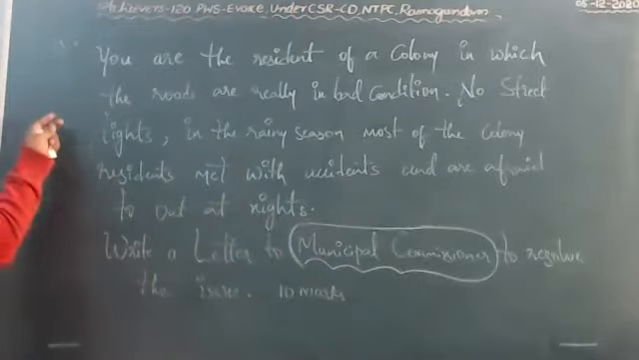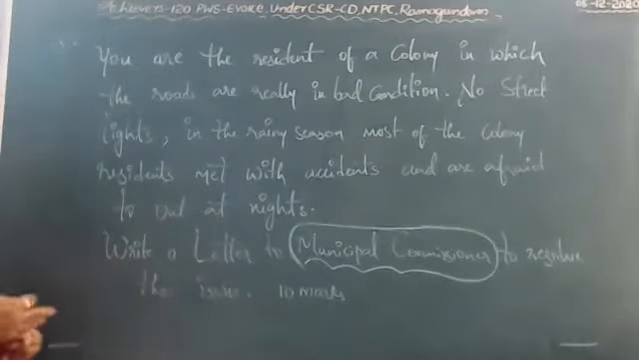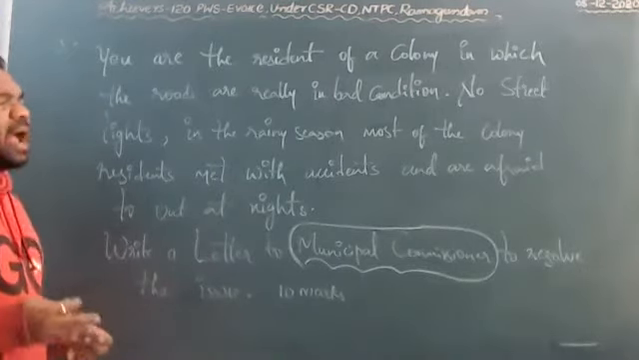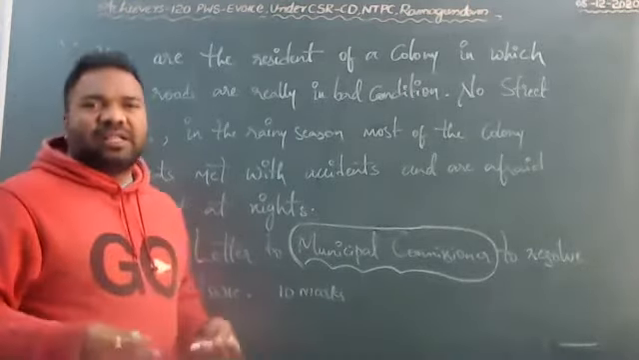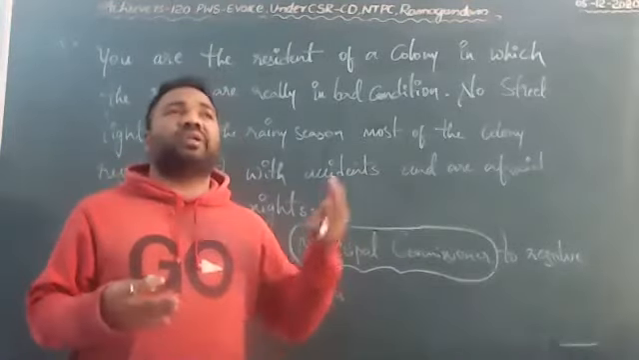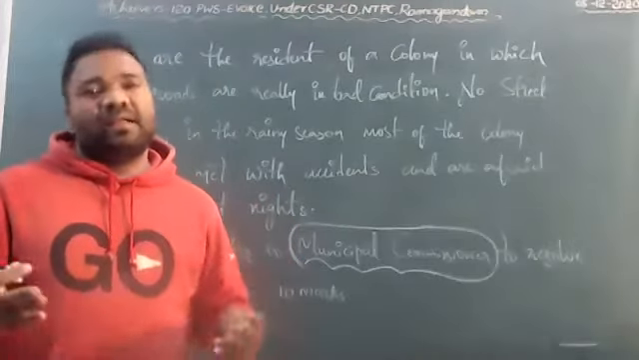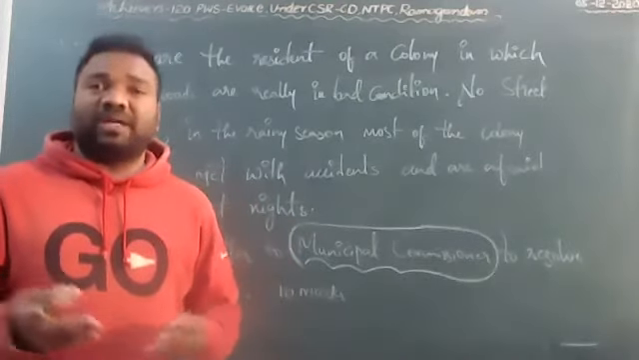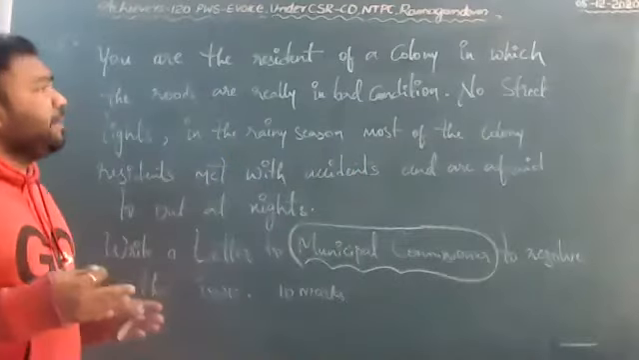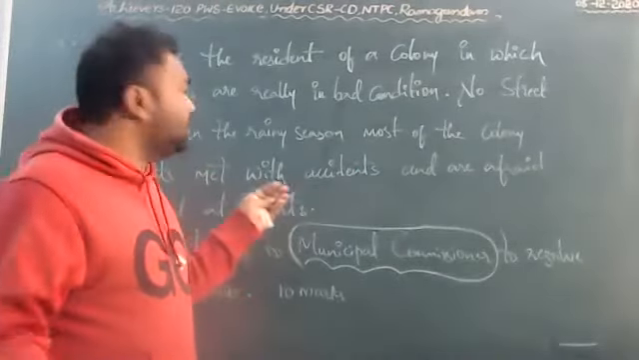So let us read the question. You are the resident of a colony in which the roads are really in bad condition. Even if the roads are well taken care of, sometimes due to rainfall or excess flow of vehicles, the road gets broken. So the roads are really in bad condition, and there are no street lights.